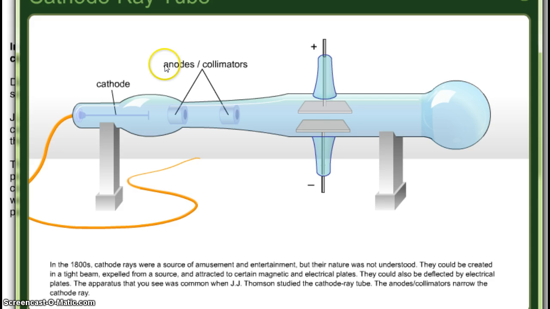Okay, anodes, negative. That's how I remember anode. Cathode is positive. Personally, I like cats, so I think of them being positive. A better way to remember the difference between positive and negative. So we have our negatives and our positives.